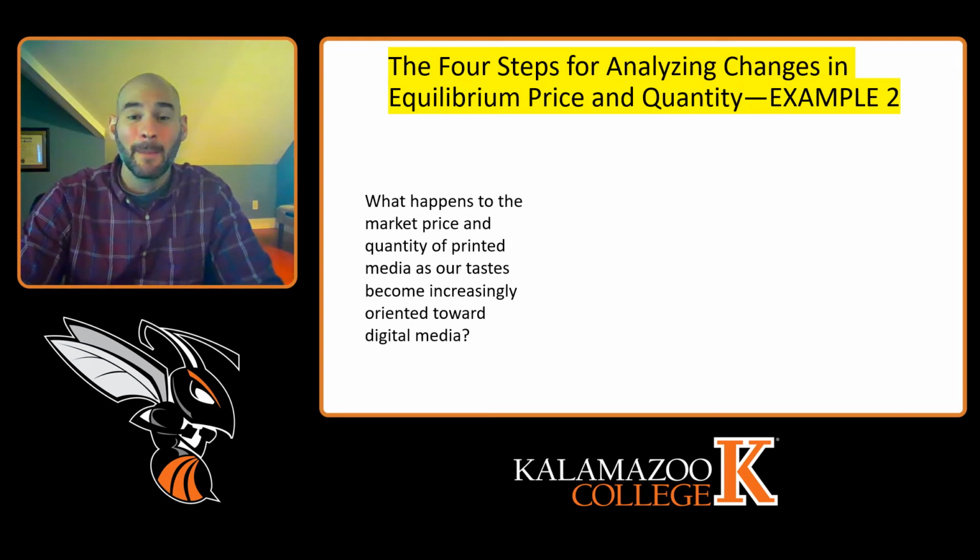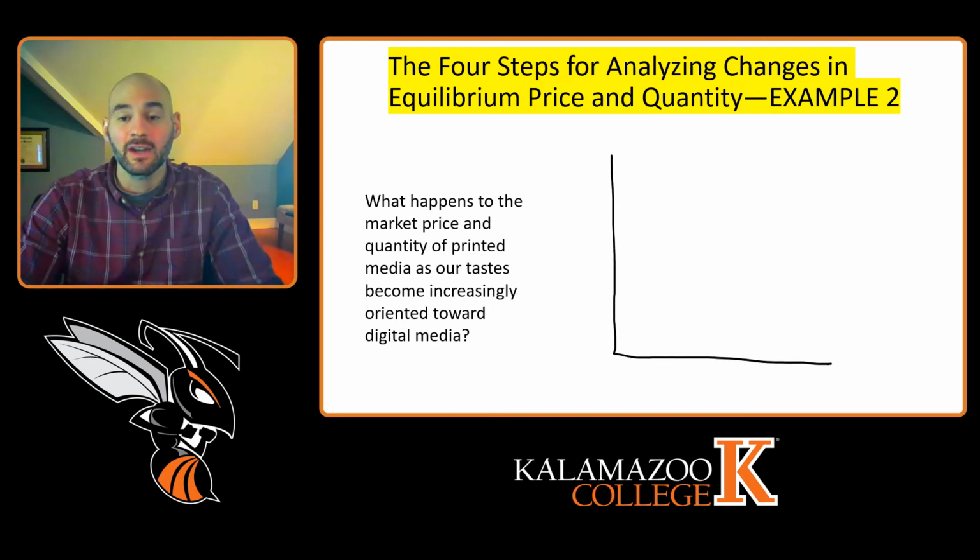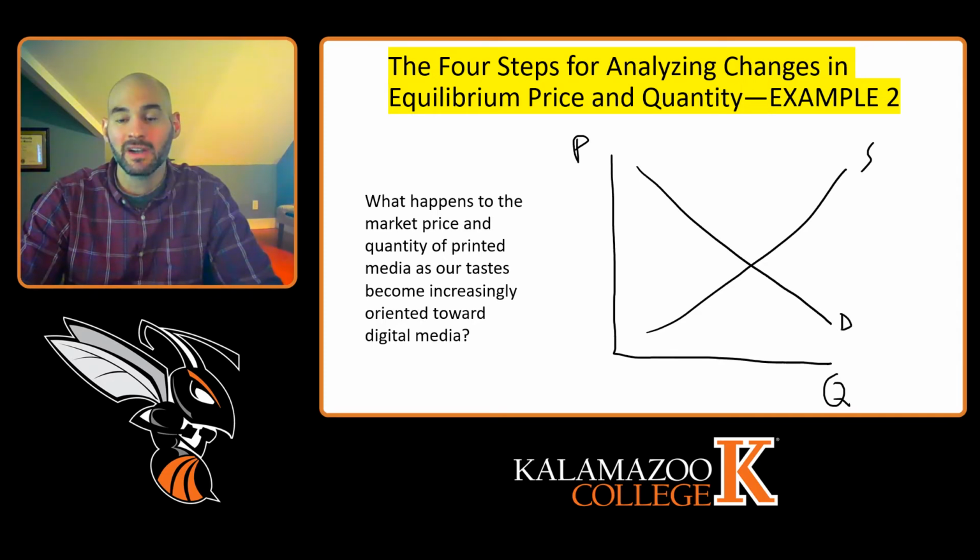But our first step is always to draw the original supply and demand conditions, where we have an L-shaped axis with price on the vertical axis, quantity on the horizontal axis, an upward sloping supply curve, and a downward sloping demand curve. Remember, D for downward, D for demand.